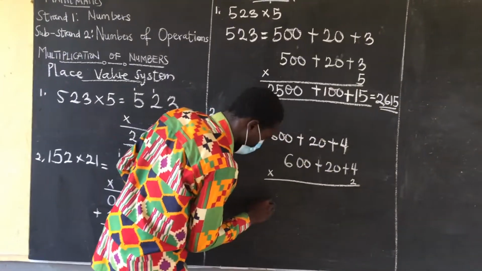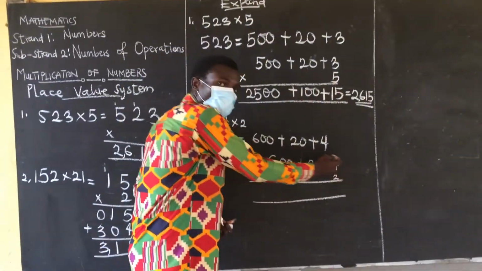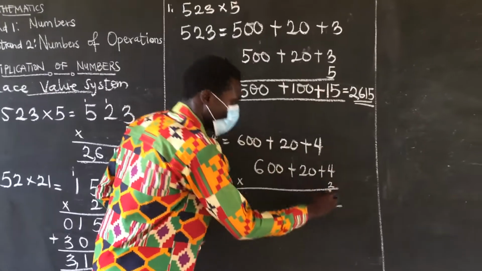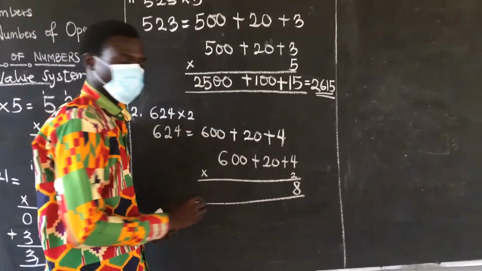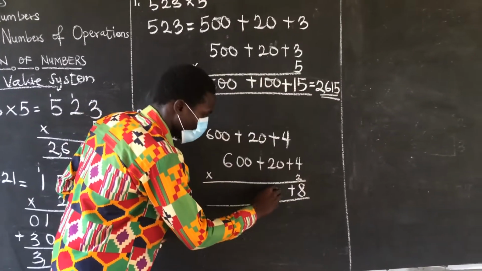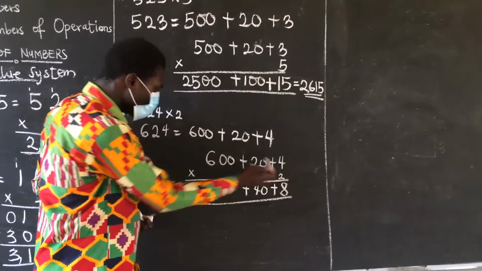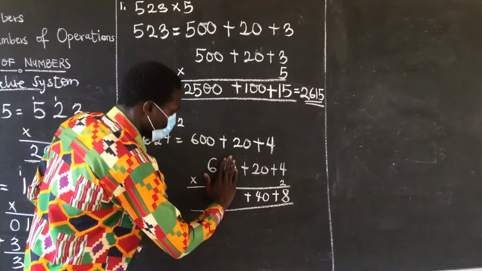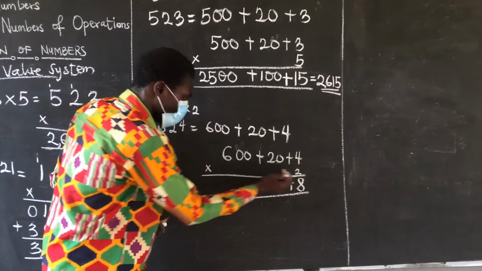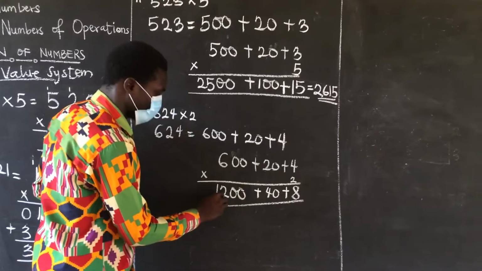I have my equal to sign written nicely. And I'll just take 2 to multiply each digit. So 2 times 4, 2, 4, 8. So I'll record my 8. Plus 2 times 20 will give me 40. Plus 2 times 600. Let me cover my 0. I have 6. So 2, 6, 12. So 2 times 600 will give me 1,200.